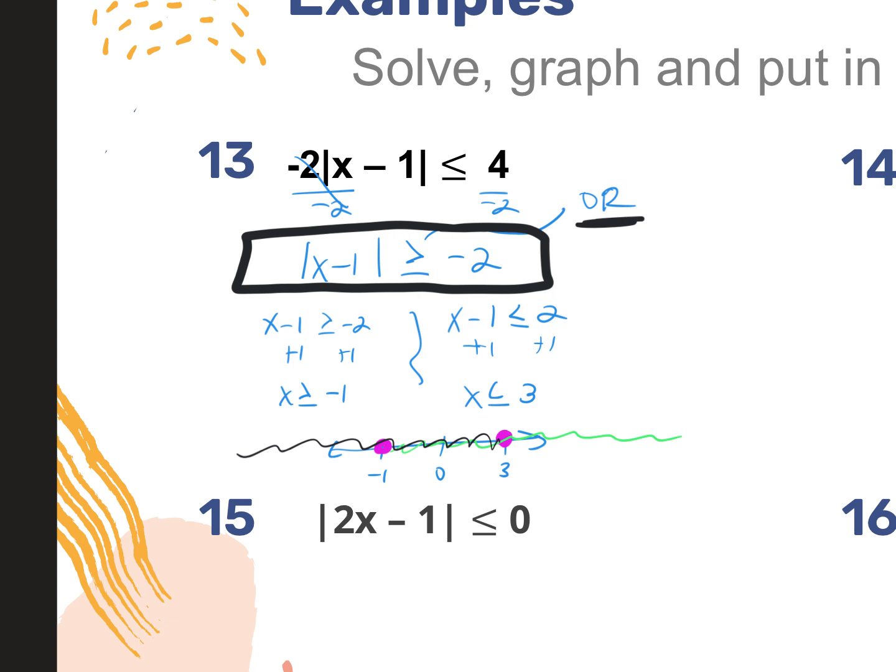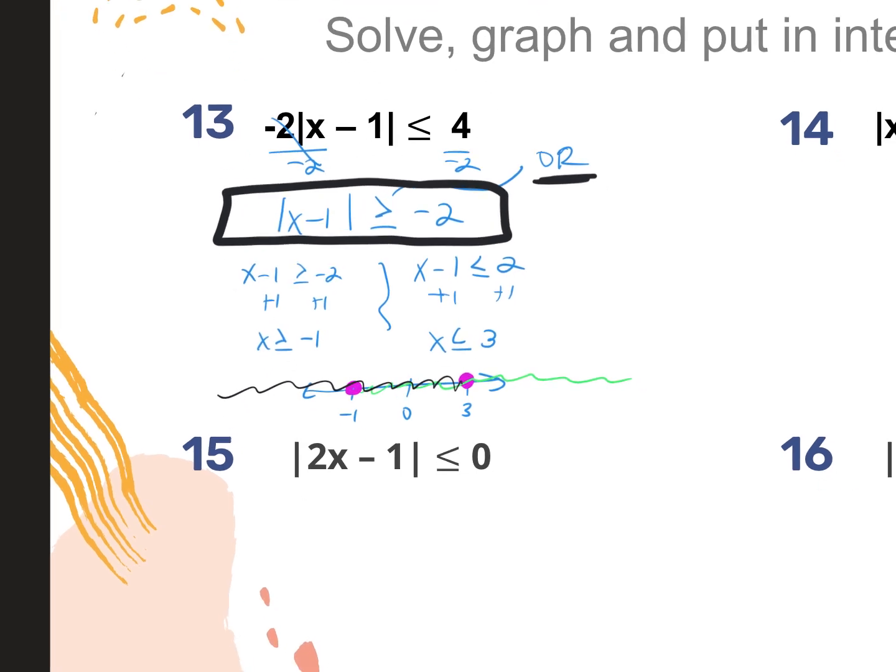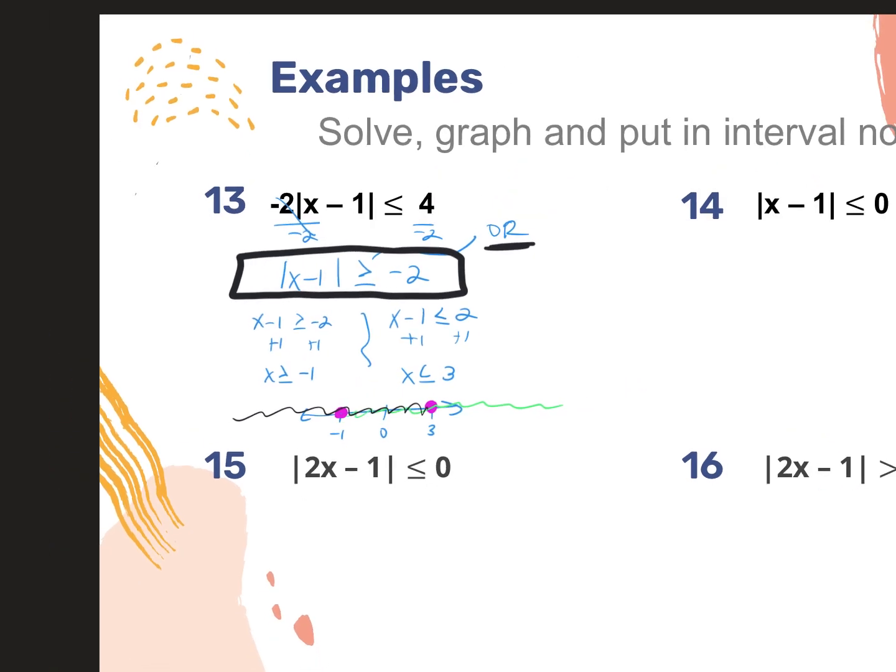Anybody notice anything? Talk to me about absolute value. Absolute value is always what? Positive. Is there ever a time that this statement is going to be untrue? When? When is the absolute value ever going to be equal to -2? It can't be.